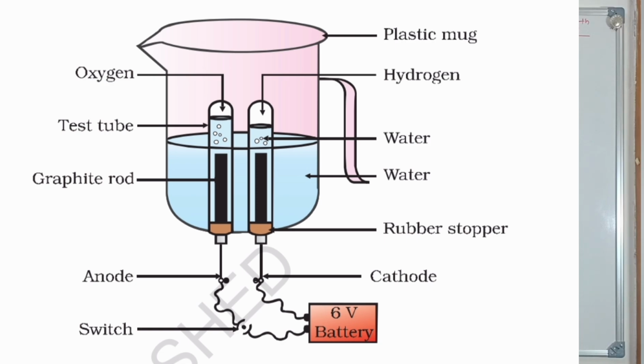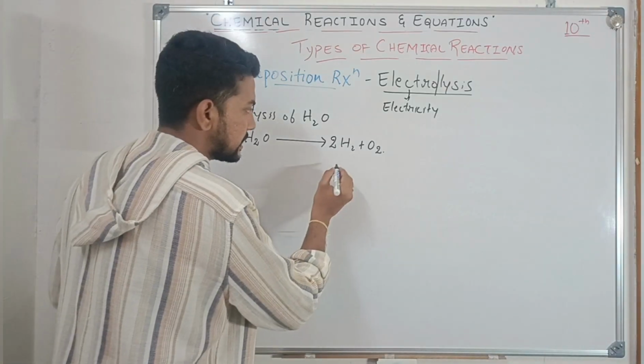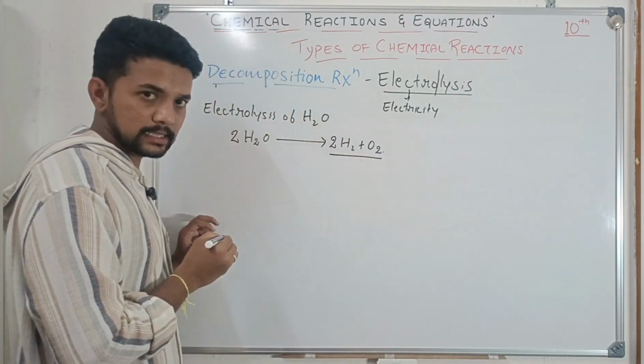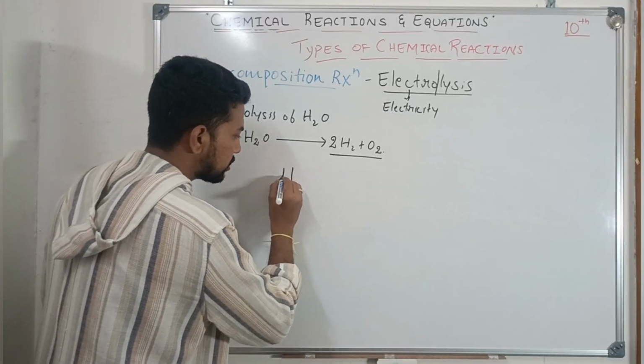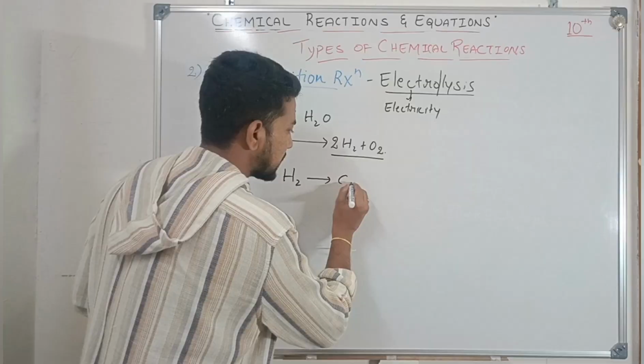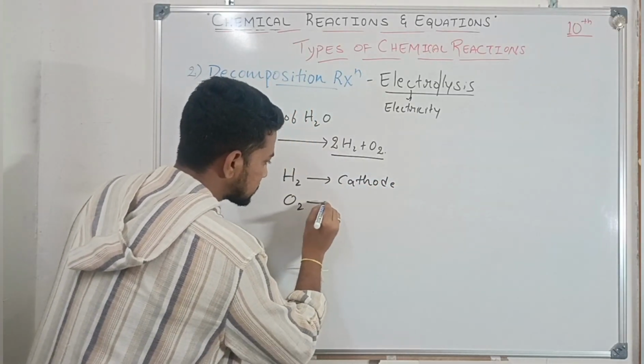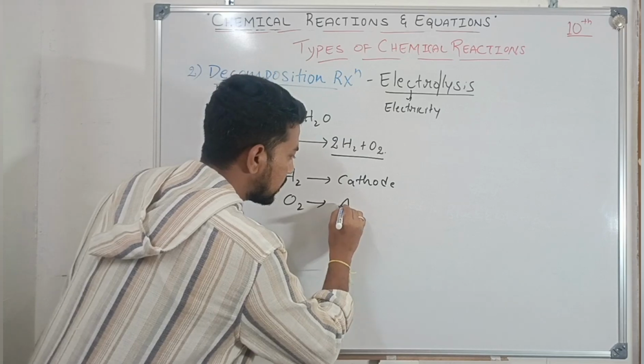So during the electrolysis of water process, there is a presence of two electrodes, one cathode and the other one anode. In that process there is a liberation of two gases. Here the hydrogen gas will be released at the cathode and oxygen gas will be liberated at the anode.